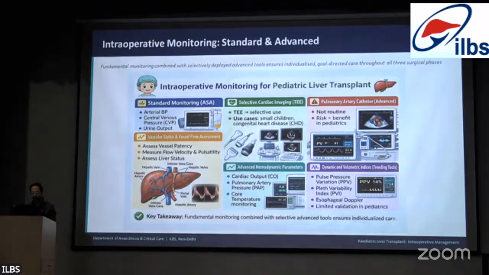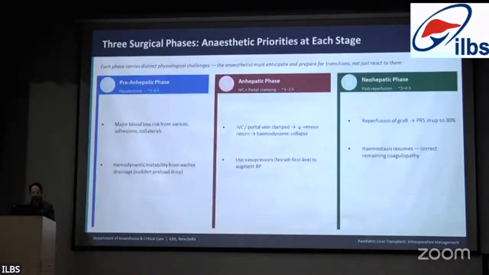Dynamic and volumetric indices like pulse pressure variation are used to monitor the beat-by-beat variability and assess the requirement of fluid. Coming to the 3 surgical phases, each phase carries distinct physiological challenges. The anesthetist must anticipate and prepare for these transitions and not just react to them.